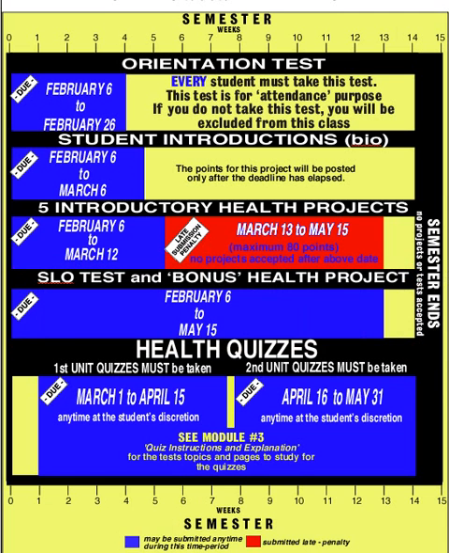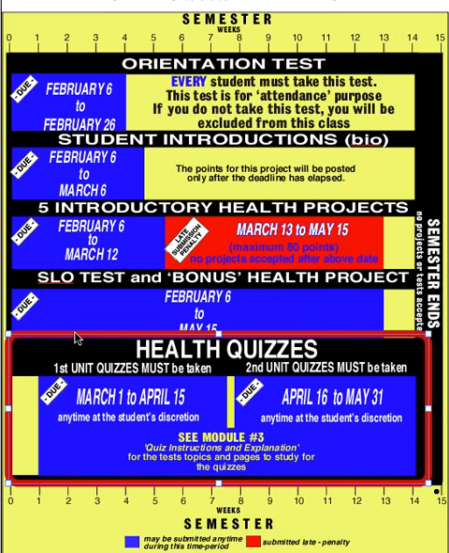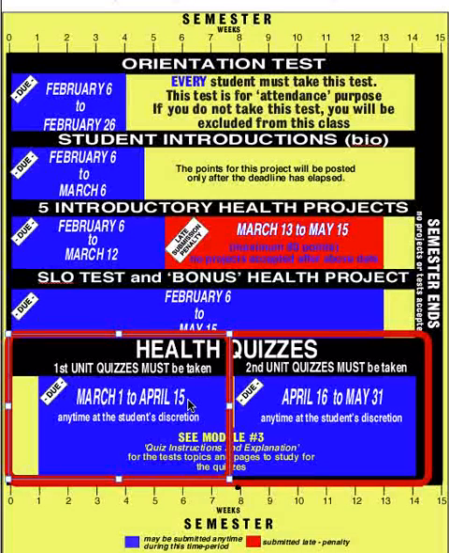The last category is the health quizzes. As you can see, there's 2 sets, Unit 1 and Unit 2, not necessarily Unit 1 as in the textbook, but the first unit of quizzes. There's a block of time in which you may take these 4 quizzes. There's 4 quizzes here, 1 quiz for each chapter, so there's 4 chapters that you will cover, read, and then take a test on each of the 4 chapters. And you do have a block of time in which you can submit these 4 quizzes.